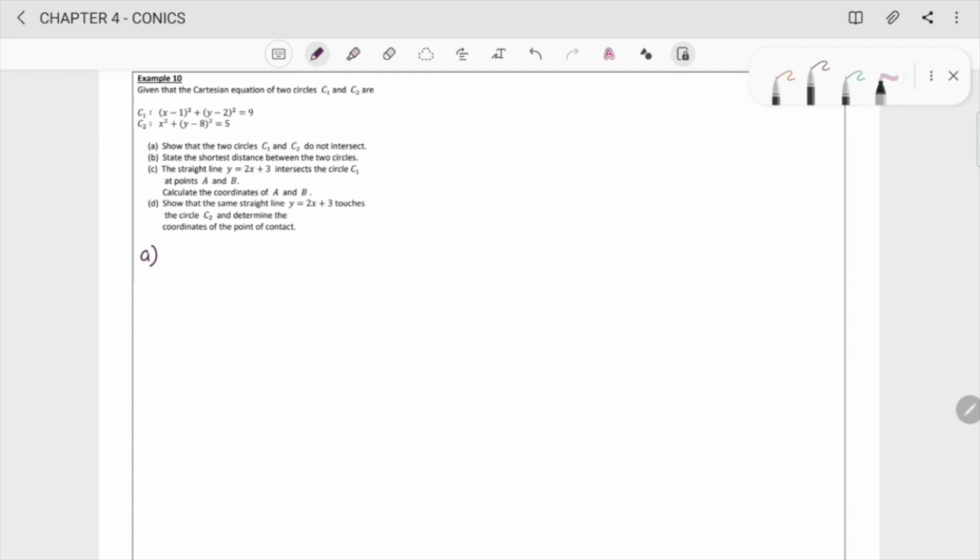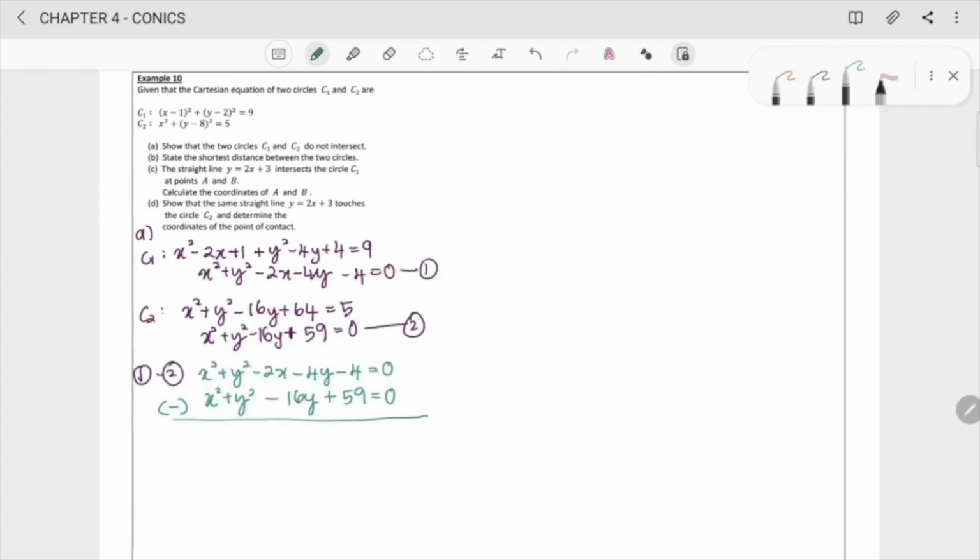So for the C1 and C2 equations, we need to convert them into the general equation. I already expanded C1. We have the standard equation, so we expand the squares, simplify, and we get number 1 in general form. For C2, the same: expand the standard form into the general equation, so we have number 2. Then we do 1 minus 2, and we get this.